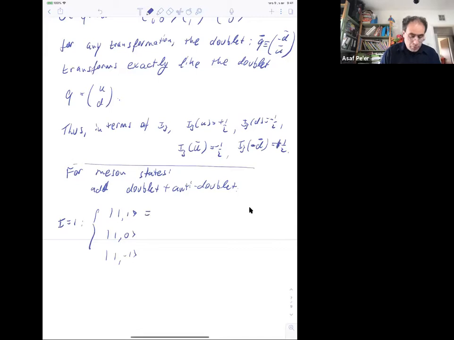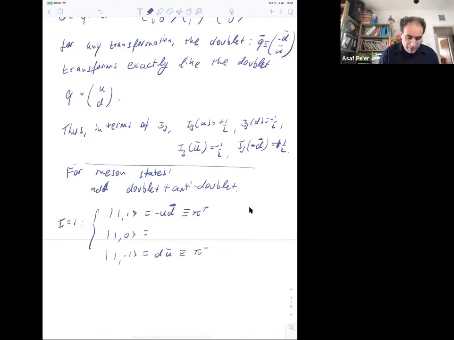Now, 1 means up and anti-down, each one having an I3 of +1/2. We call that the pion plus. It's a pion plus particle. I3 of -1, of course, would be the down and anti-up, which is, of course, the pion minus.